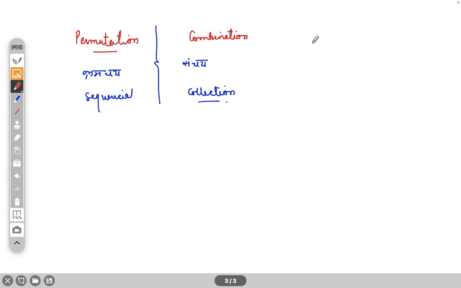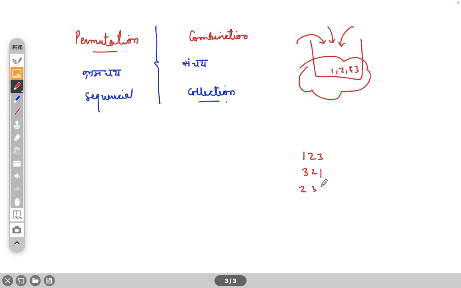When you are buying 1, 2, and 3, whether you bought 1 first, 2 first, or 3 first, doesn't matter. In your bag, what should be there? Collection of 1, 2, and 3. Whereas when you arrange 1, 2, and 3, they mean different. That is the primary difference between permutation and combination. When sequence matters, we call it permutation. When sequence does not matter, we call it combination. Are we clear?